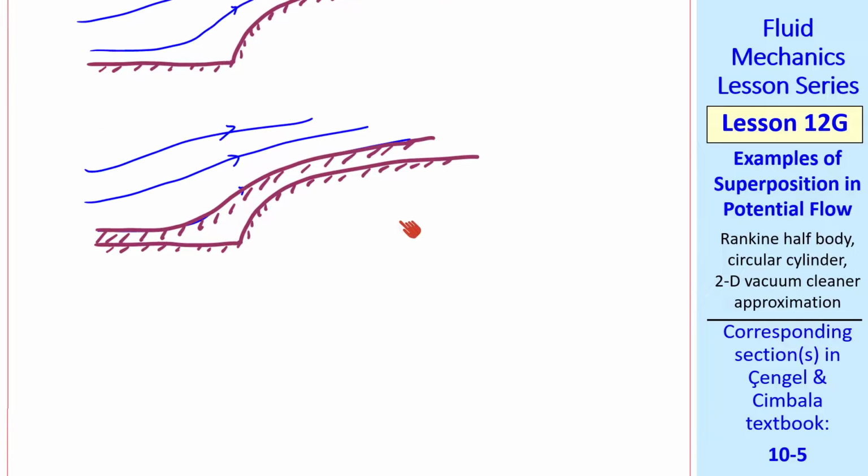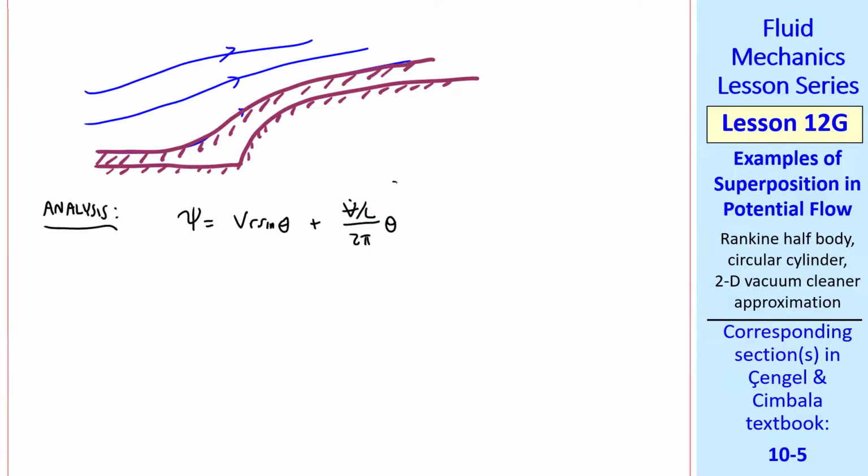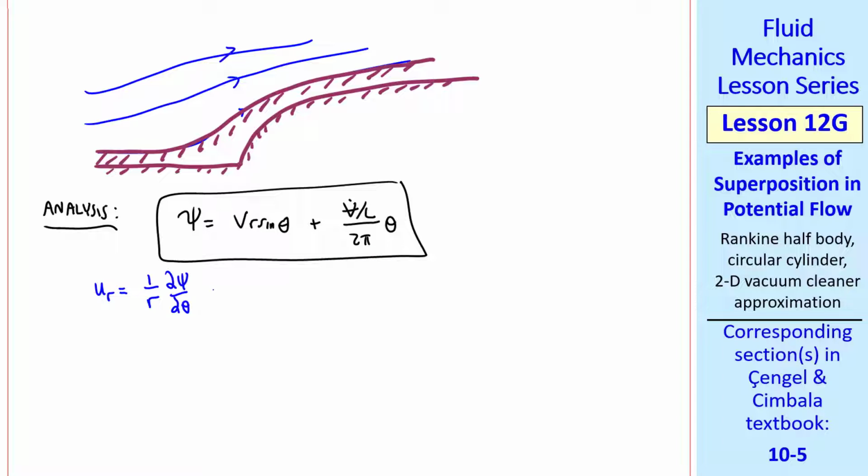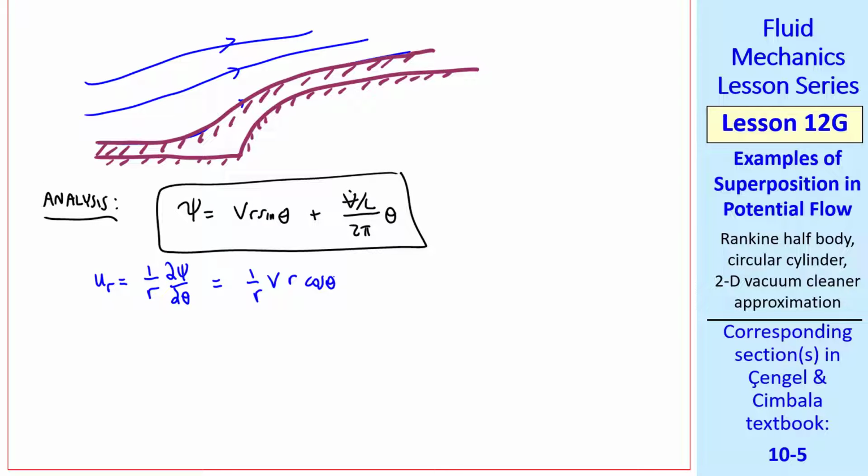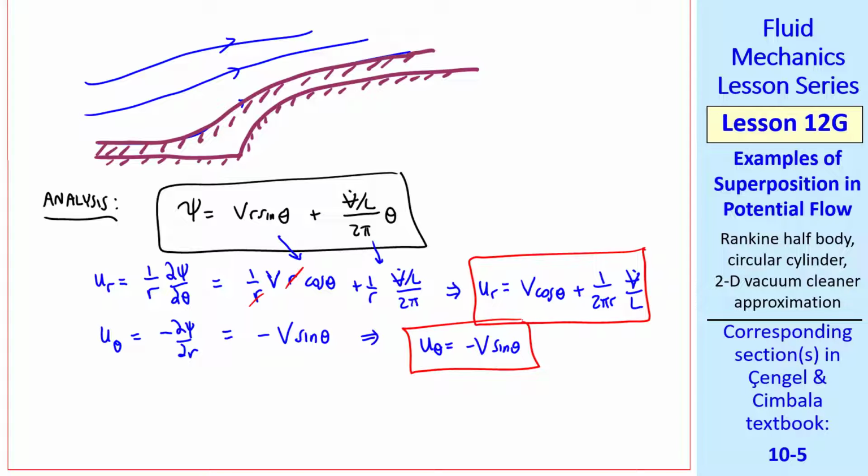Let's do a little analysis of this Rankine half-body. This is our stream function, where we superpose the free stream and the source. Velocity component u_r is 1 over r del psi del theta, which is 1 over r times V r cosine theta, plus 1 over r times V dot over L over 2 pi, since this grouping of terms is a constant multiplying theta. u_theta is minus del psi del r, which gives minus V sine theta from this term. The r's cancel here, so I'll simplify, and u_theta is minus V sine theta.